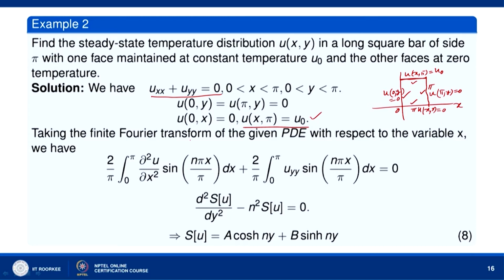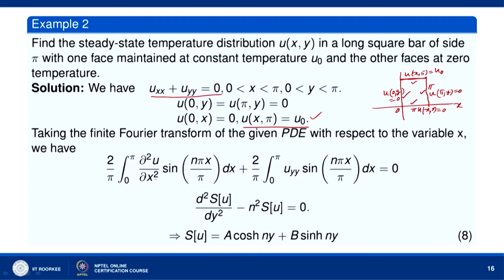Now, taking the finite sine transform of the given equation, because here also we have Dirichlet boundary conditions. So, we multiply the given equation by sin(n pi x over L), as we are treating y as t here. L is equal to pi here. So, sin(n pi x over pi) and then integrate with respect to x and multiply by 2 over L, that is 2 over pi. So, 2 over pi integral 0 to pi u_xx sin(n pi x over pi) dx, plus 2 over pi integral 0 to pi u_yy sin(n pi x over pi) dx equal to the right side, which is 0.